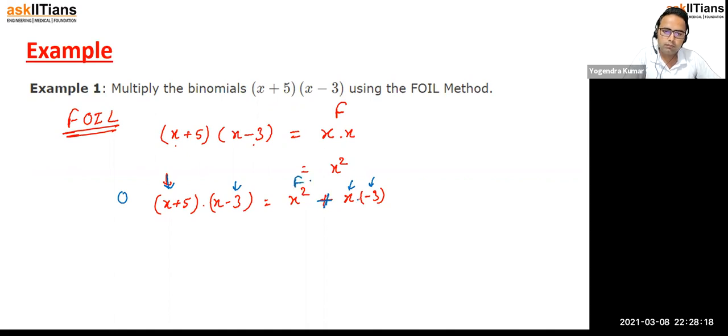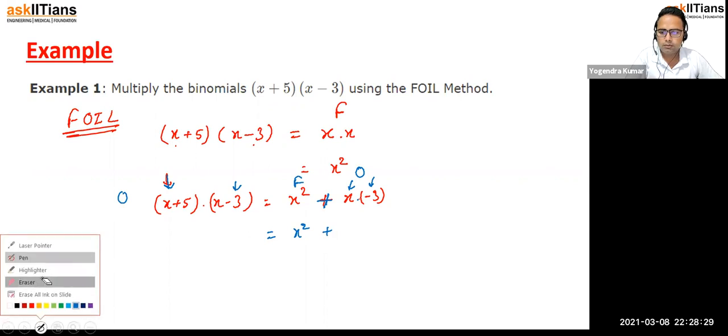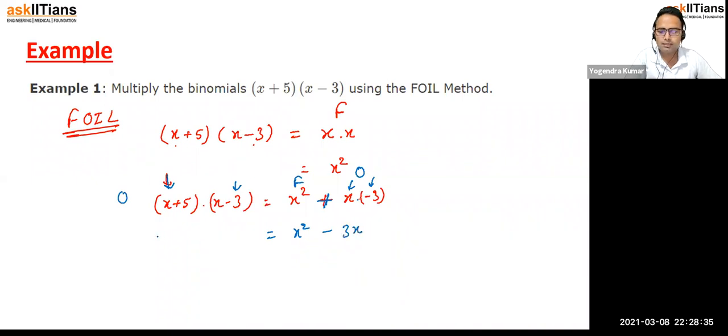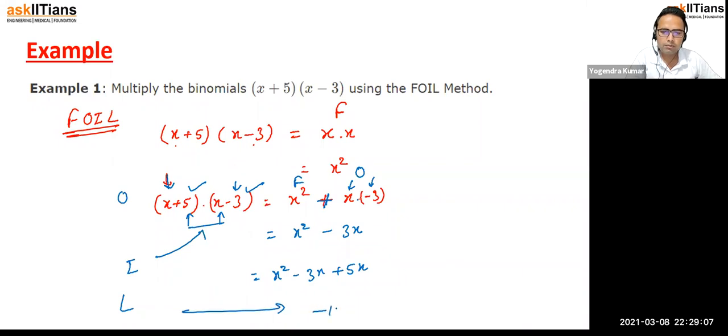So first was done, now outers are done. We got this. So we got so far x square, and let me write this minus with the sign here. So we will get minus 3x. Now we come to I, inner. These are the inners. So 5 into x, both are positive, so we'll get x square minus 3x and plus 5x. Now last is 3 and 5, which is negative, so last will be minus 15.